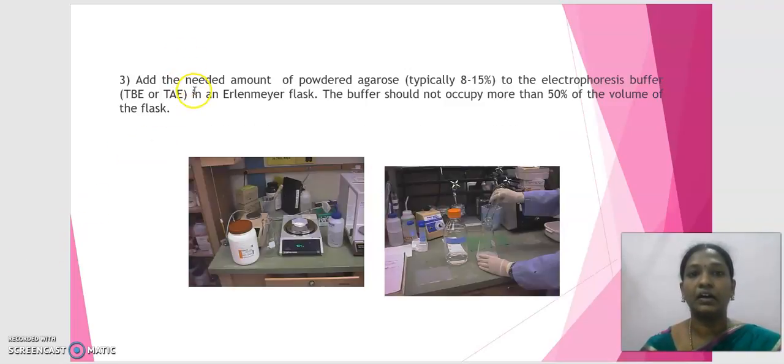Then add the needed amount of powdered agarose, typically 8 to 15% of the electrophoresis buffer, that is TBE or TAE, in an Erlenmeyer flask. Then the buffer should not occupy more than 50% of the volume of the flask.